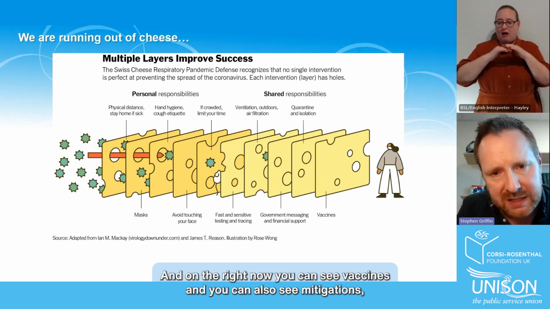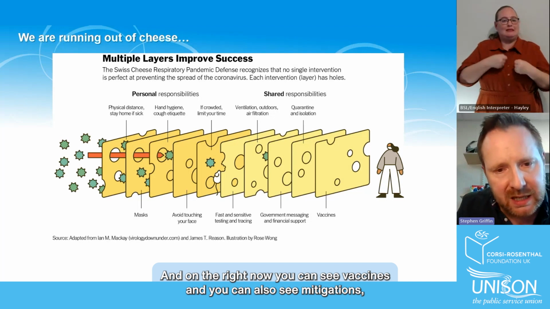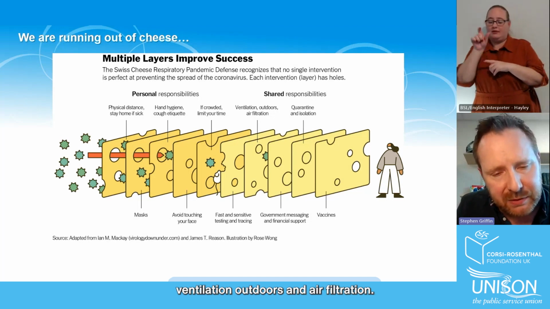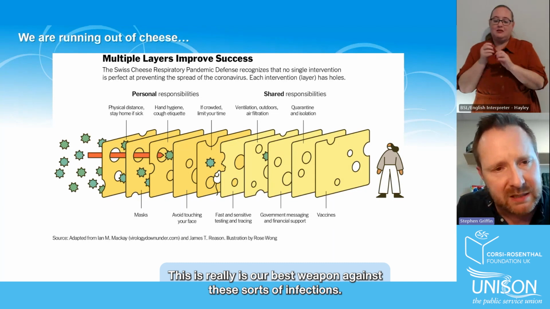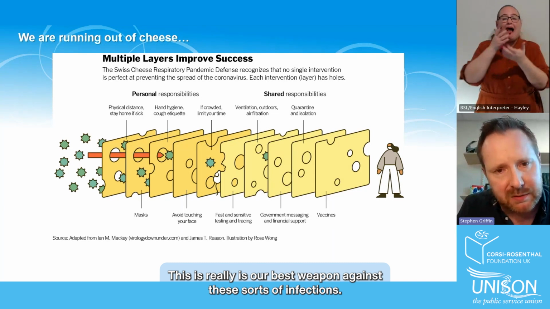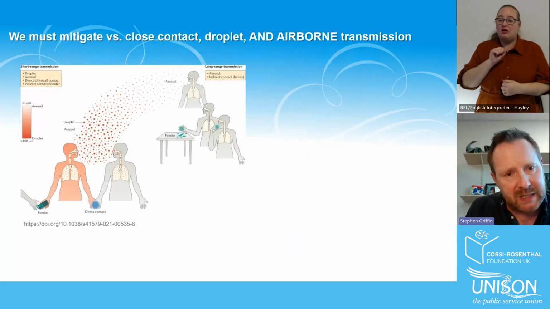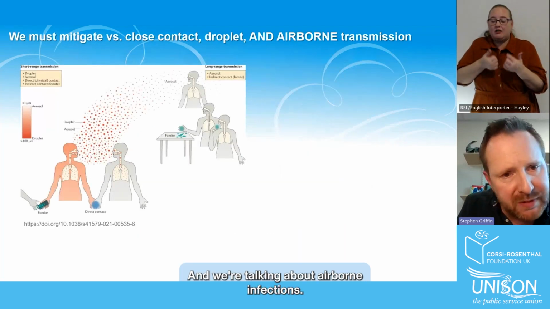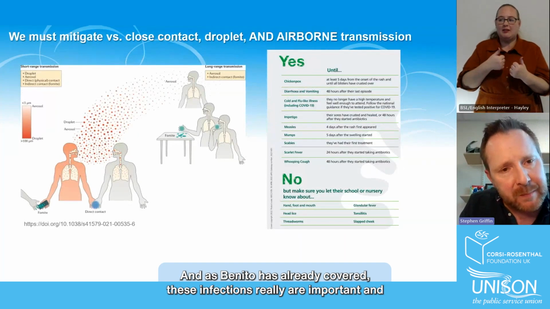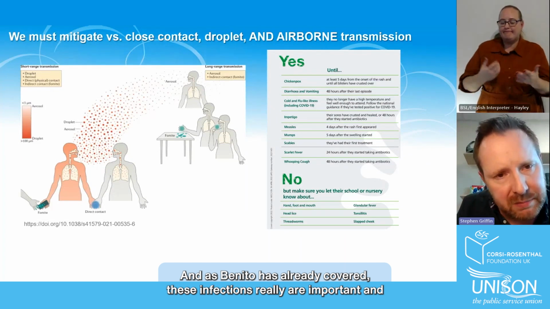And on the right, you can see vaccines, and you can also see mitigations: ventilation, outdoors, and air filtration. This really is our best weapon against these sorts of infections. And frankly, they're just not happening in this country. And we're talking about airborne infections. And as Binita has already covered, these infections really are important.